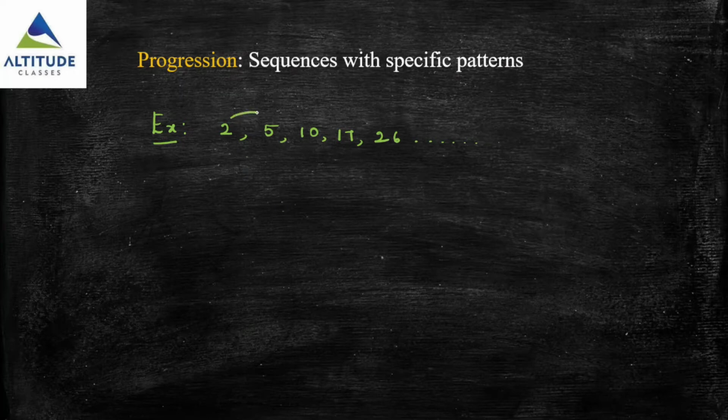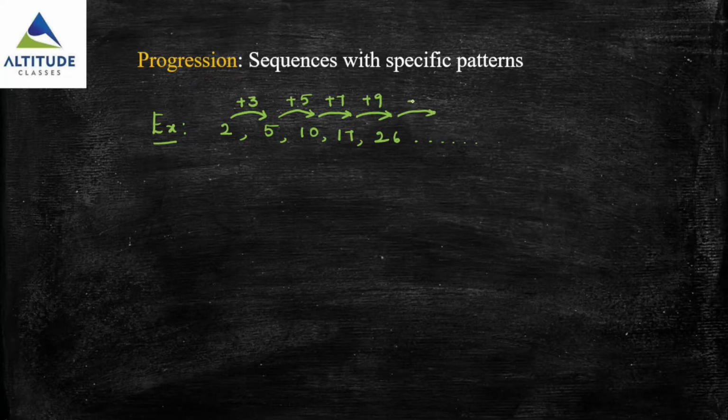See, if you add 3 to the first term, you get the second term. If you add 5 to the second term, you get the third. If you add 7 to the third term, you get the fourth. If you add 9 to the fourth term, you get the fifth. Suppose I ask you what the next term is, what will you do?